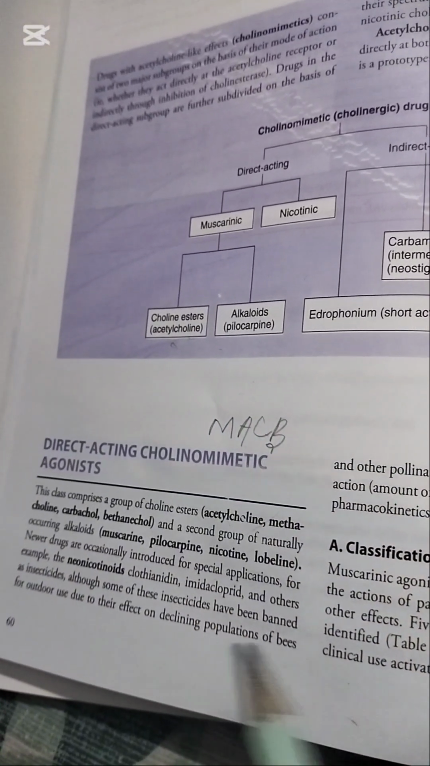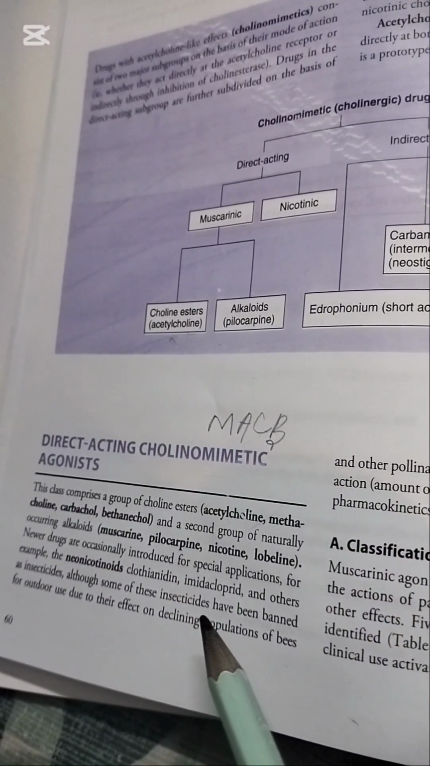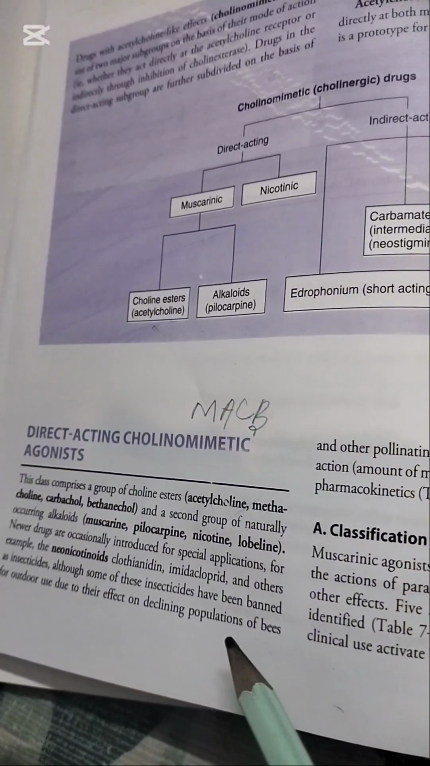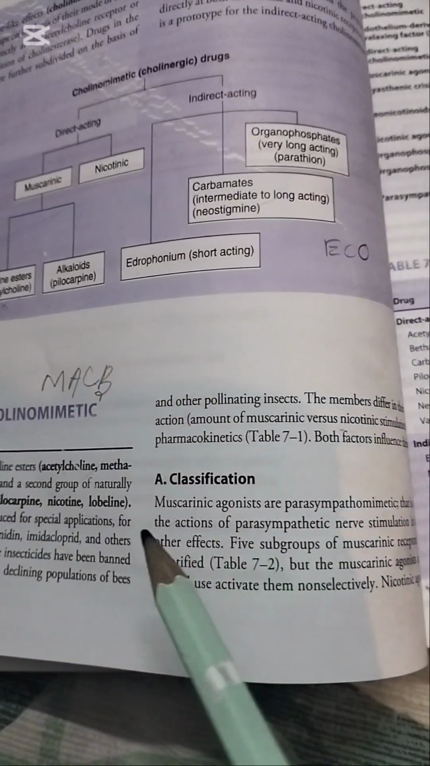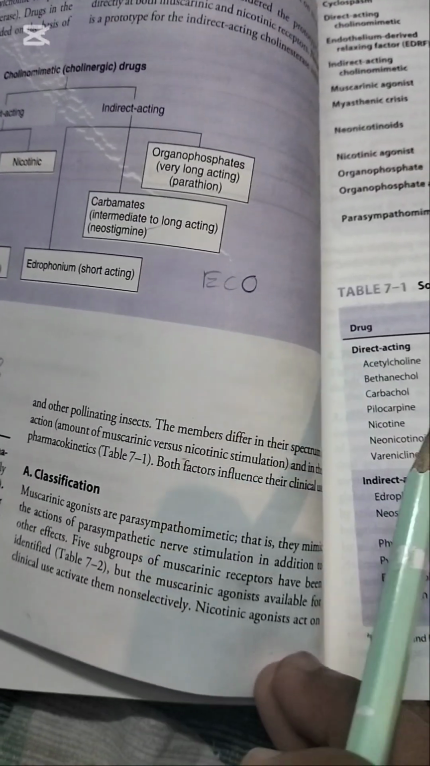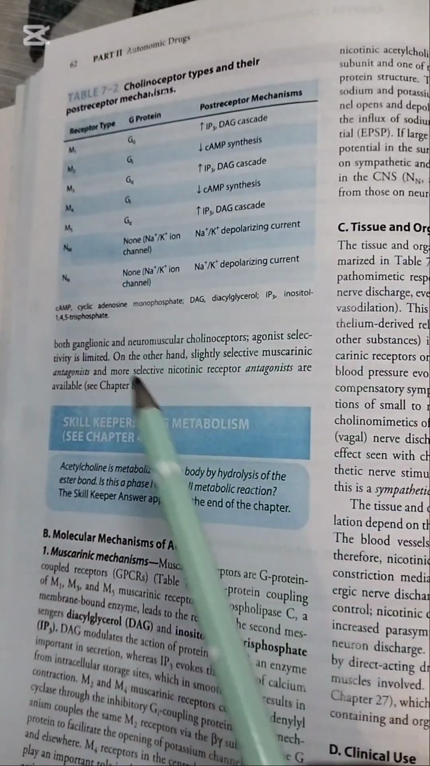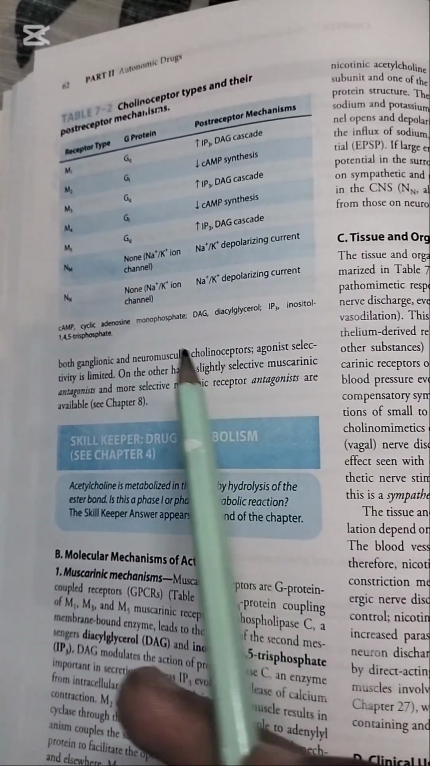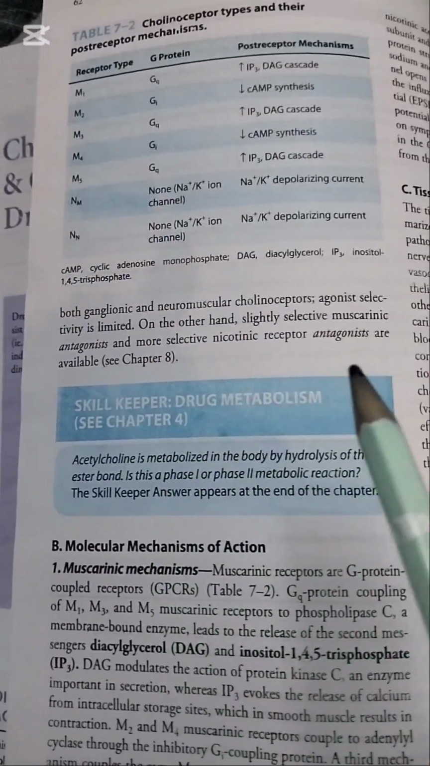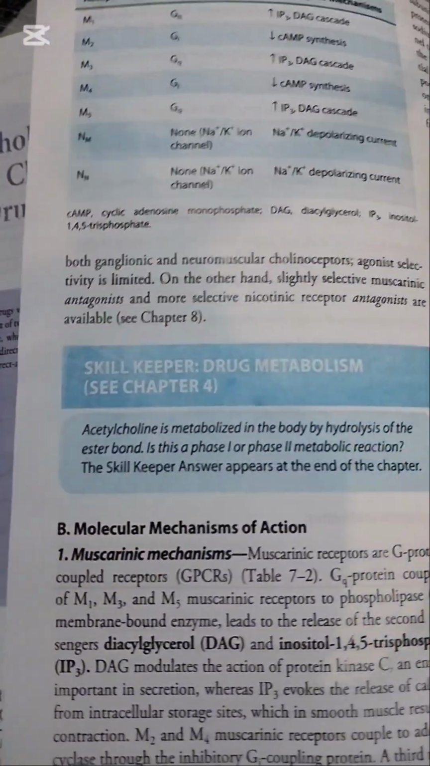Drugs are also introduced for special applications, for example neonicotinoids, clothianidin, imidacloprid, and other insecticides, but they have been banned because of their adverse effects, and they differ in their mode of action. And if we talk about nicotinic agonists, then they act both on ganglionic as well as neuromuscular cholinoreceptors. For the nicotinics, the agonist selectivity is limited. On the other hand, slightly selective muscarinic antagonists and more selective nicotinic receptor antagonists are also available.